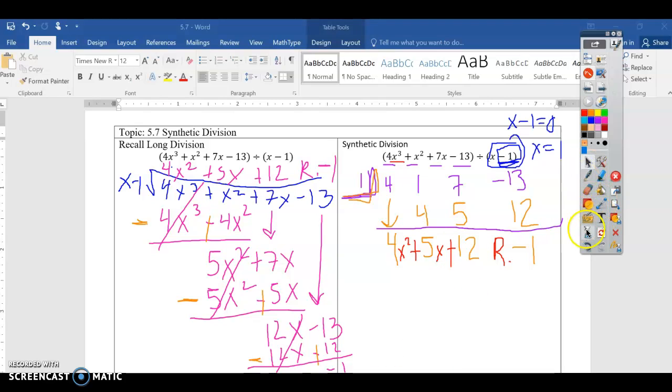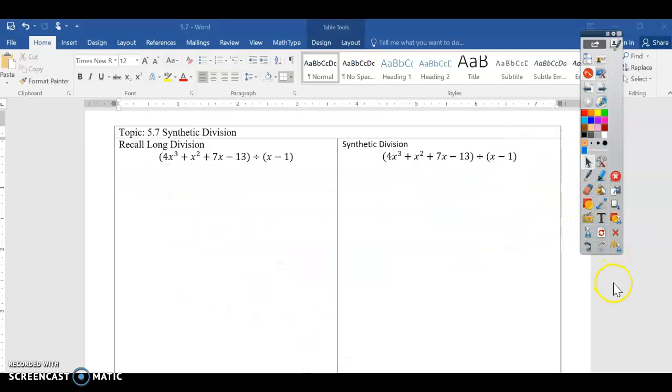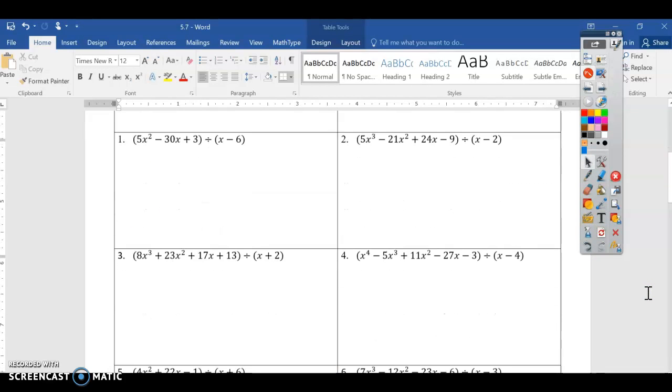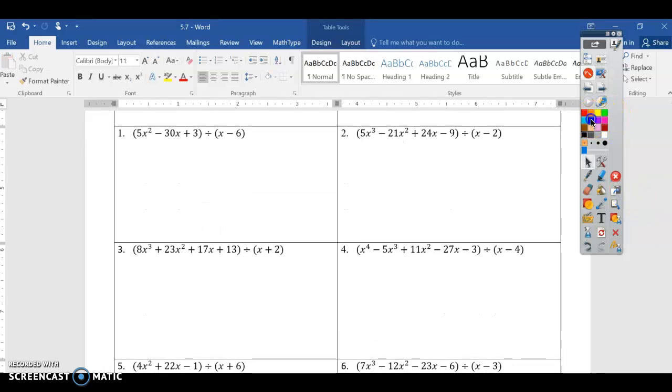Okay? So I'm going to do one more synthetic division, the shortcut way. So let's go. First, we have to find our multiplier. The easiest way: this is a -6, because it says -6. So our multiplier is the opposite, which is a +6. Okay, we're going to take the coefficients from each one of these terms. So 5, -30, and 3.